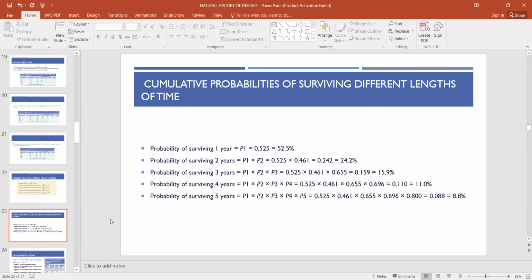Next is cumulative probabilities of surviving different lengths of time. Probability of surviving the first year, P1, is equal to 52.5%. For the probability of surviving the second year, we multiply the probability of surviving the first year by that of the second year, so we get surviving 2 years, that is 24.2%. In the same way, for the probability of surviving the third year, we multiply these three probabilities and we get the surviving of 3 years, that is 15.9%, and in the same way 4 years and 5 years.